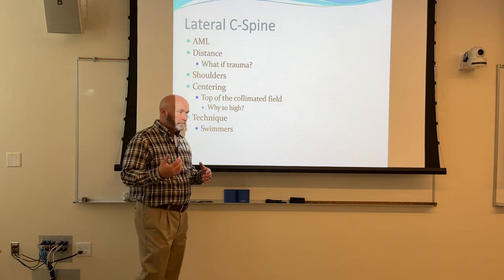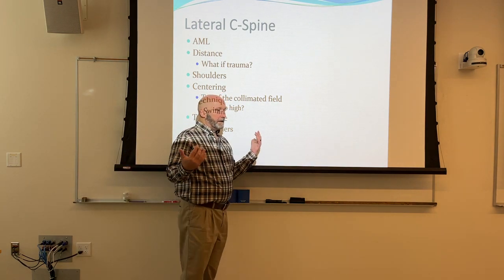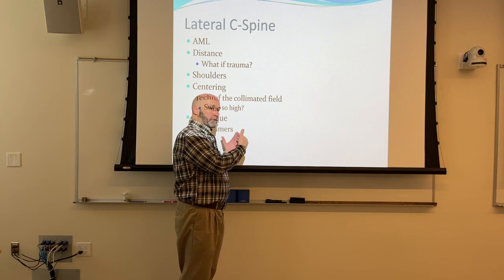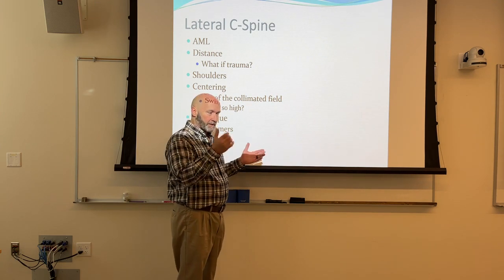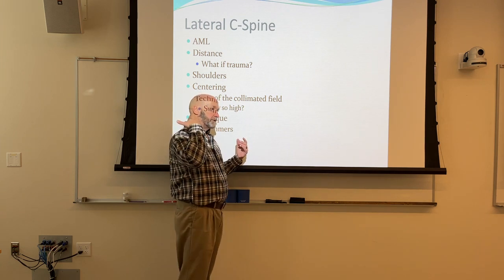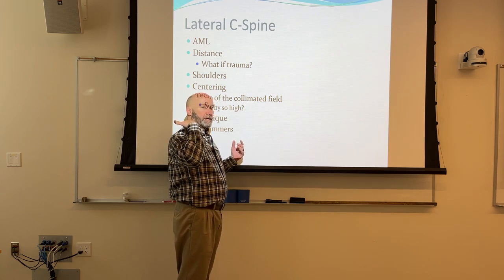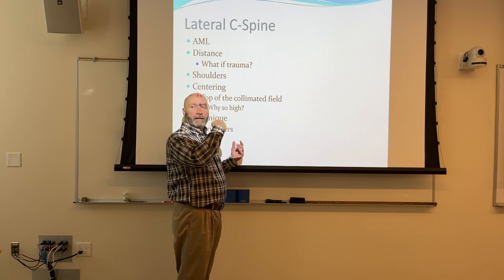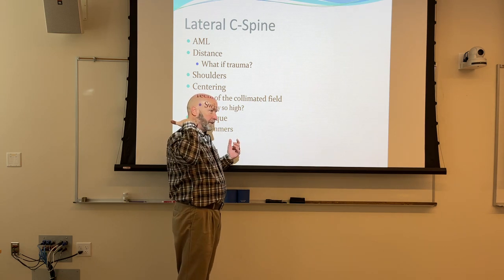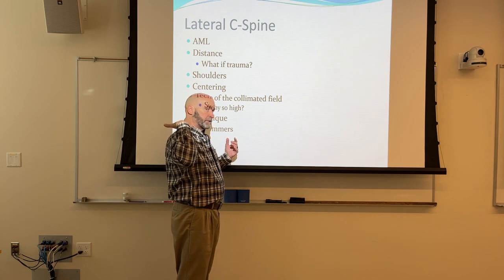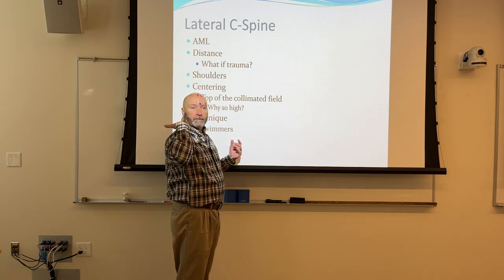Is that if you are shooting at 40 inches, because of the great divergence of the central ray, what you're going to do if you center at C4 is you're going to project the lower portion of the C-spine into that downside shoulder. Does that make sense? Because the middle of the central ray is here. This portion of the central ray is going down, right?